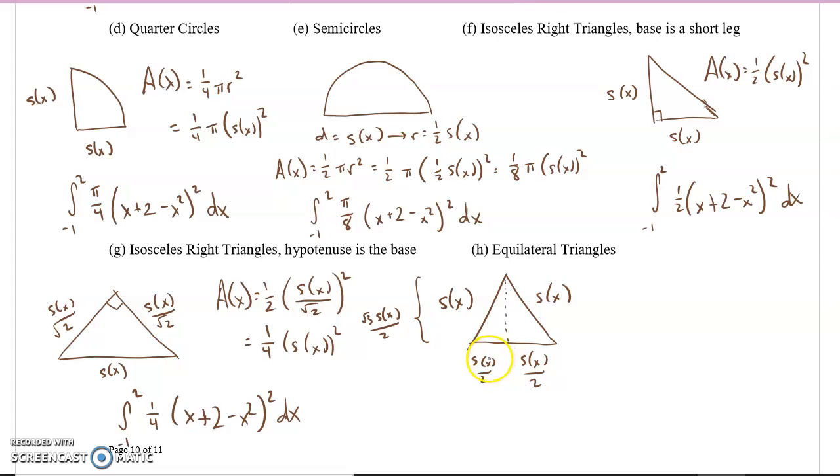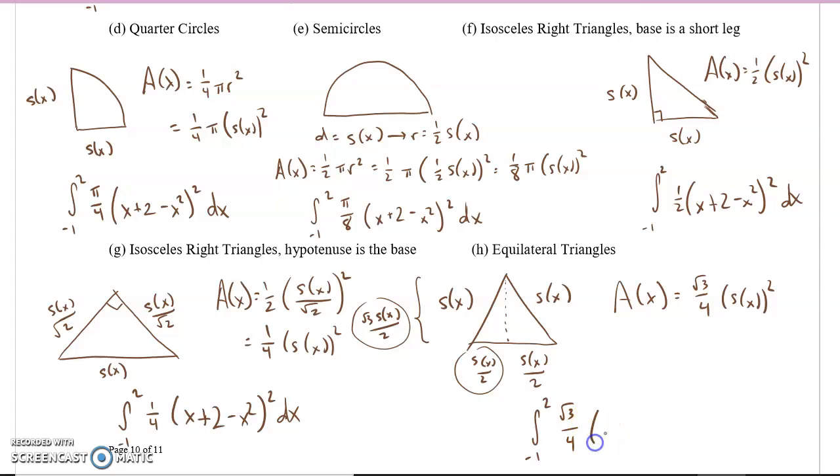So when we do 1/2 base times height, we take 1/2 the base times the height. The area function is the square root of 3 over 2 times s, nope, not times over 2, 2 times 2, which is 4, times s of x squared. So when we set up this integral, everything stays the same except that constant is now root 3 over 4. And everything else stays 100% exactly the same.